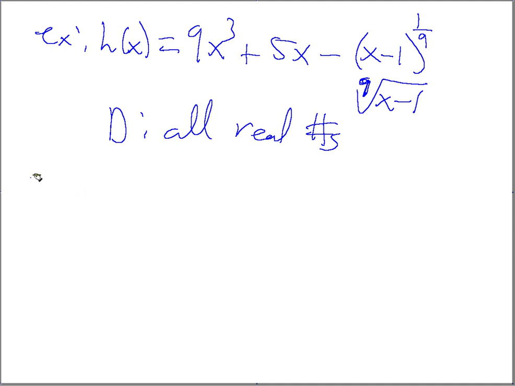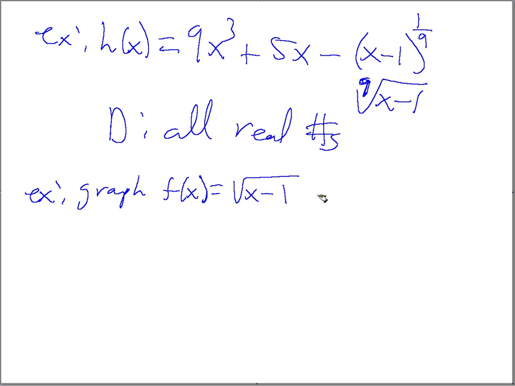Let's graph this one. Let's graph f of x equal to, let's say, square root of x minus 1 plus 3. Okay, so 3 is outside the square root this time. Let's go and graph this. But again, to graph this, I need to find the domain first.